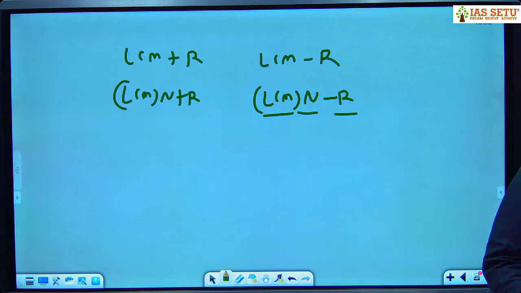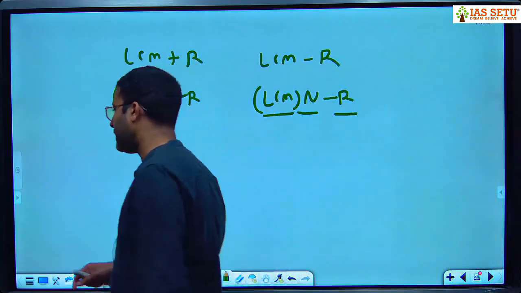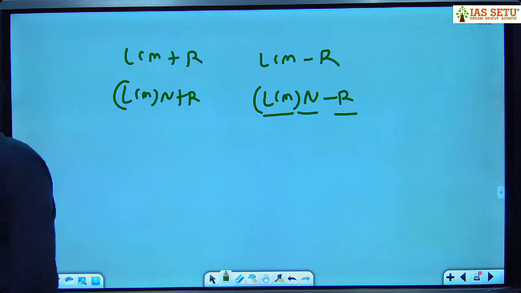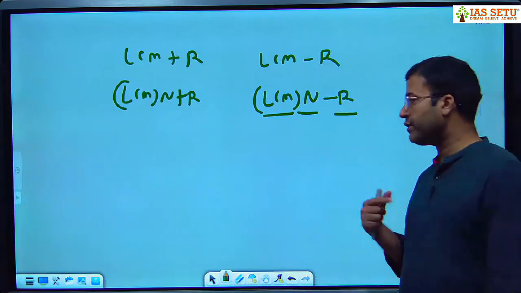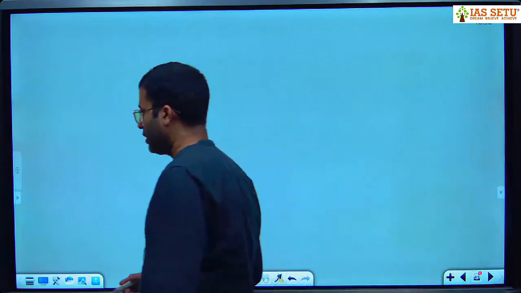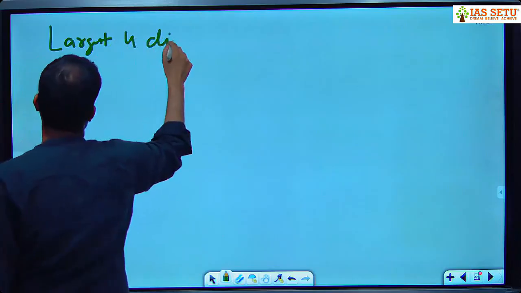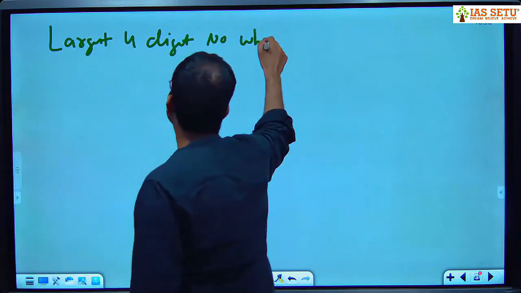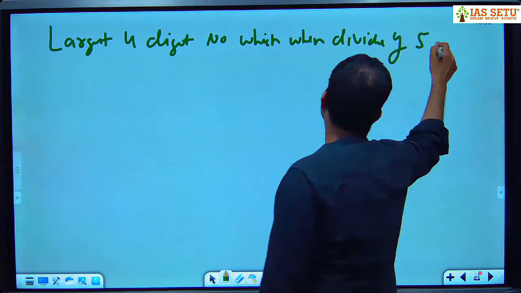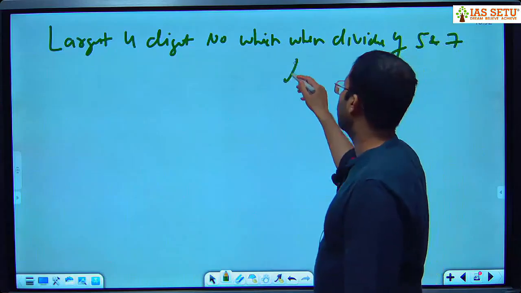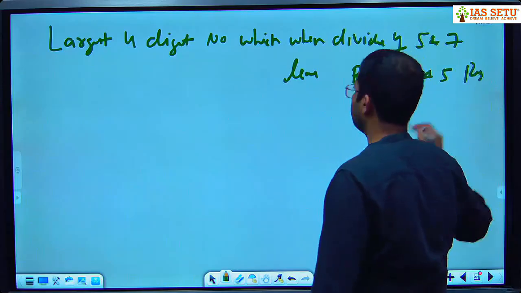Yes, if divisor is given and you know positive remainder, we can find negative remainder. अगर divisor पता है और positive remainder पता है, तो negative remainder निकाला जा सकता है. Easy है. Now here one question I will solve, one I will ask you. Question क्या है कि largest 4-digit number which when divided by 5 and 7 leaves remainder 3 and 5 respectively.